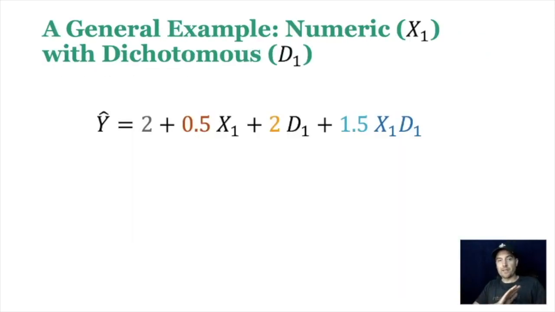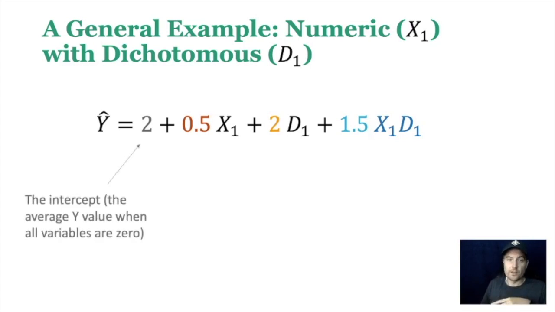So this holds exactly the same regardless of whether your variables are numeric or dichotomous. It's just going to change how you talk about the variables when you're interpreting them. So again, the intercept is always going to be when all variables are 0. So when x1 and d1 are 0, that is the average of y. So in this case, 2.